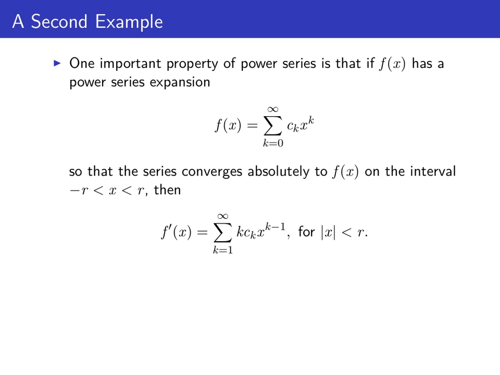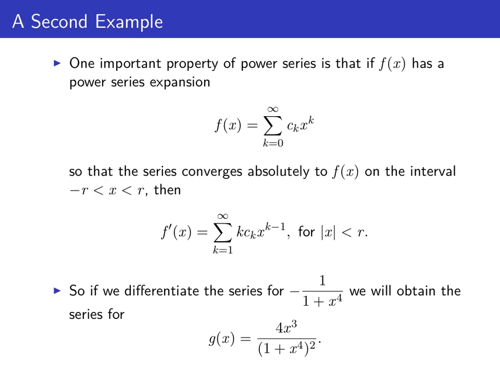We'll use an important property of power series. If we have a power series representation for a function f of x that converges absolutely to f of x on some interval, then if we differentiate that series term by term, that new series will converge to the derivative of f on that same interval of convergence. In other words, if we differentiate the series for the opposite of 1 over 1 plus x to the fourth term by term, we'll obtain the series for the derivative of the opposite of 1 over 1 plus x to the fourth.